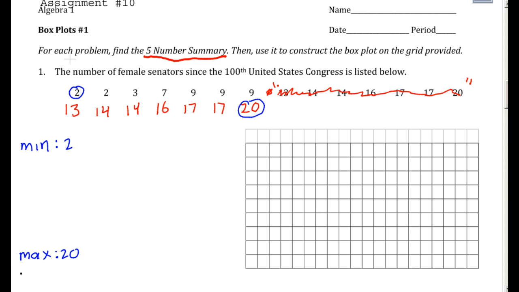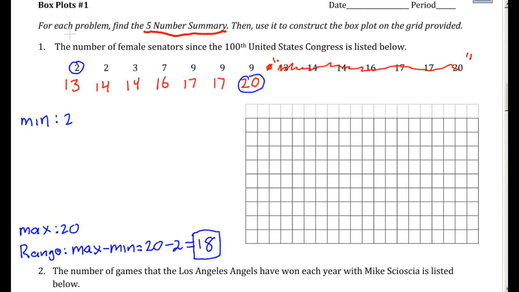And we had something else called the range, which was the max minus the min. In this case it equals 20 minus 2, which is 18. And we want to look at what that looks like on a graph as well. Okay.